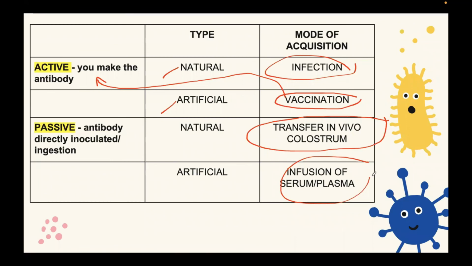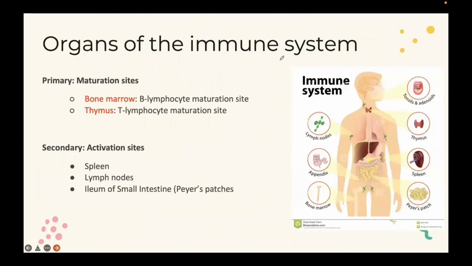Okay po, proceed tayong lahat sa ating next slide. So, what are the organs involved in the immune system? For the primary, yung mga maturation sites natin, we have the bone marrow and the thymus. Pakitandaan lang po na bone marrow, B lymphocyte maturation site siya, and thymus, T lymphocyte maturation site. So, hindi na po natin siya i-discuss further. Mas maganda lang na alam niyo siya. So, for the secondary or the activation sites, we have the spleen, lymph nodes, and the ileum.